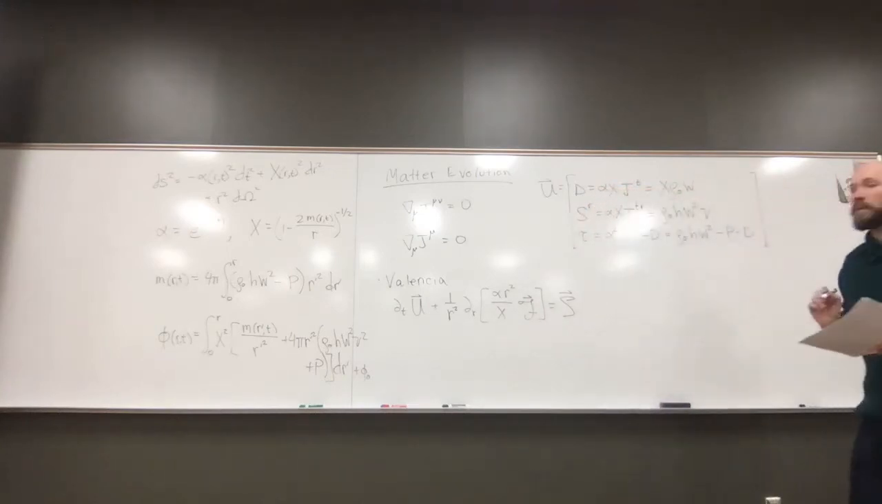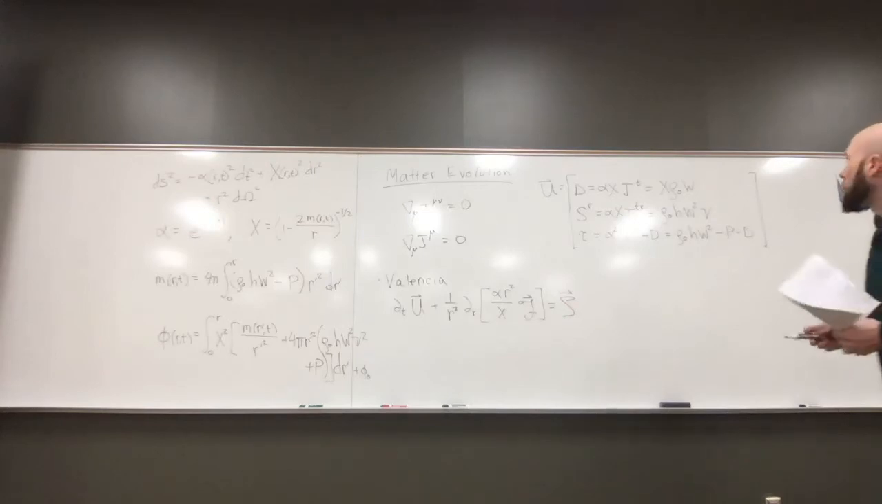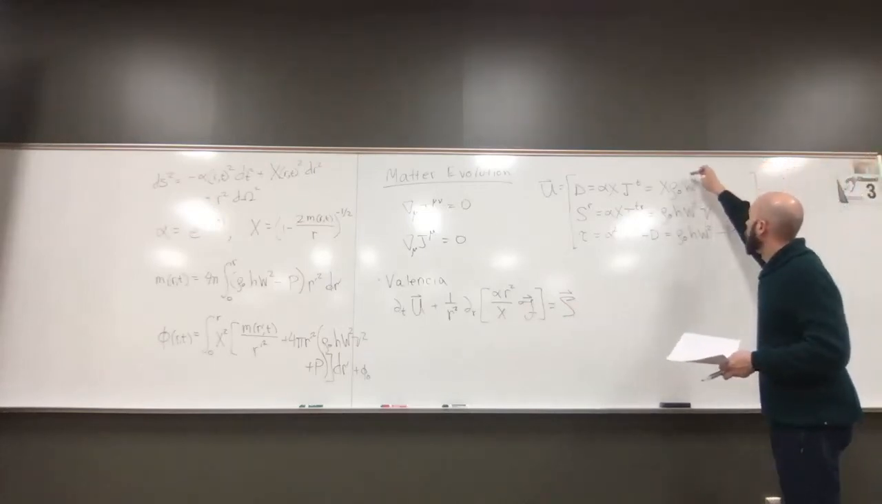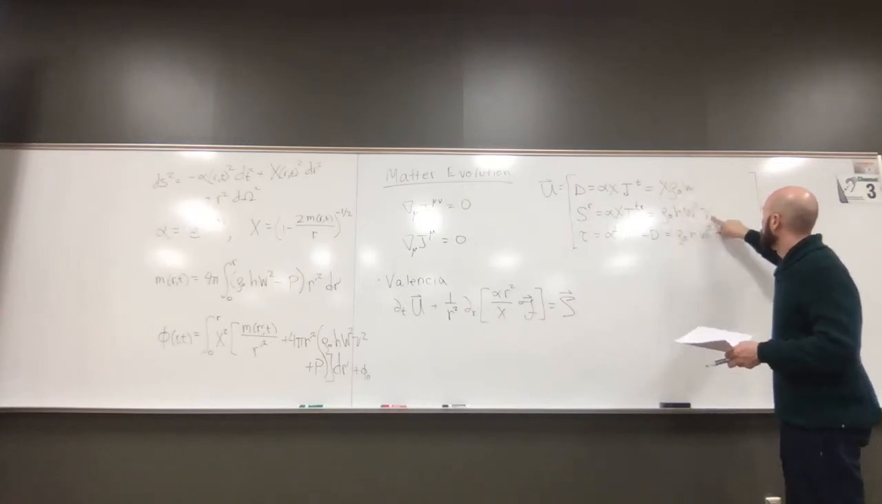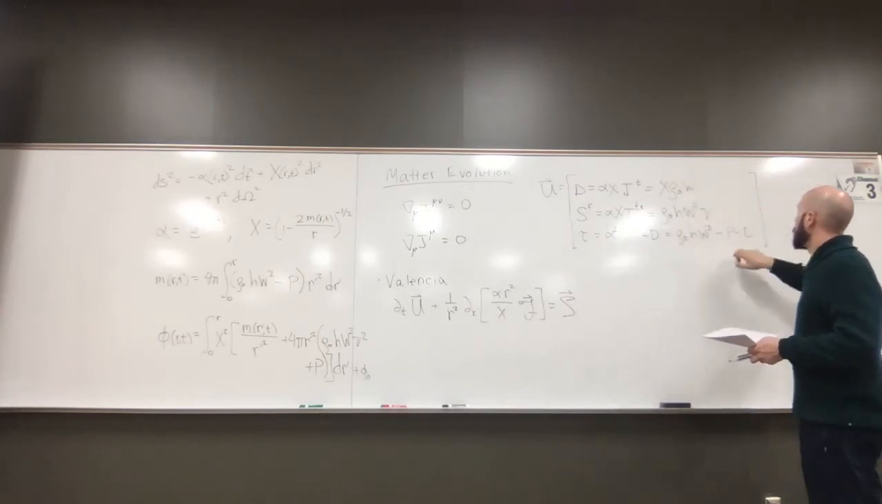So those are my conserved variables, right? And so the primitives are the rest mass density, enthalpy, spatial velocity, and the pressure.